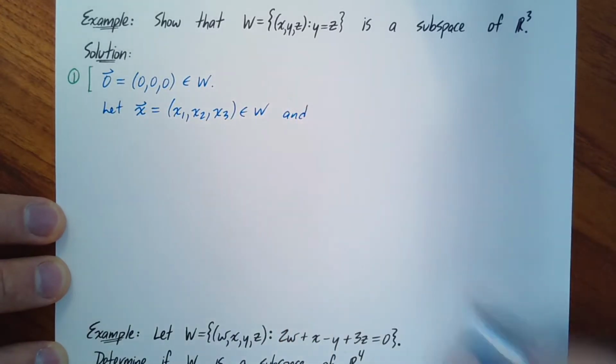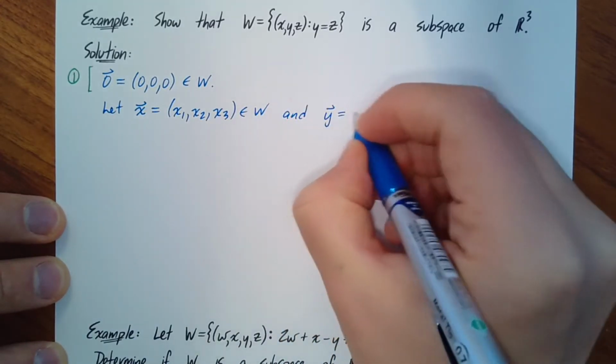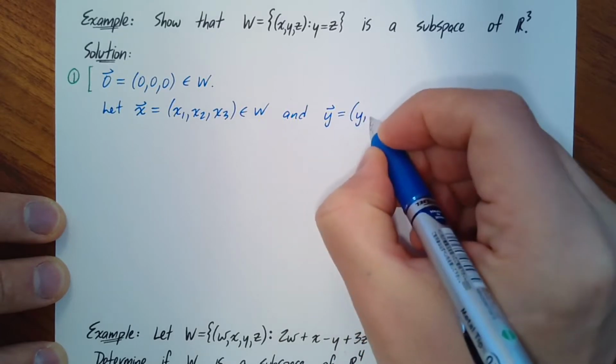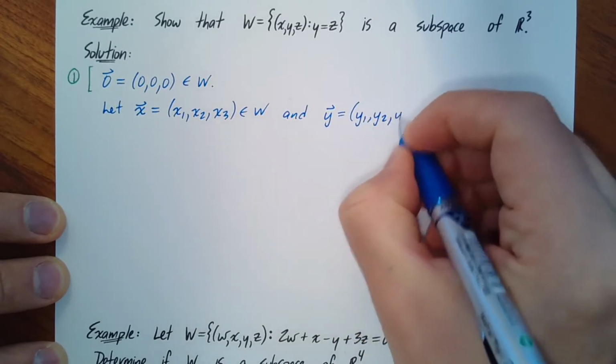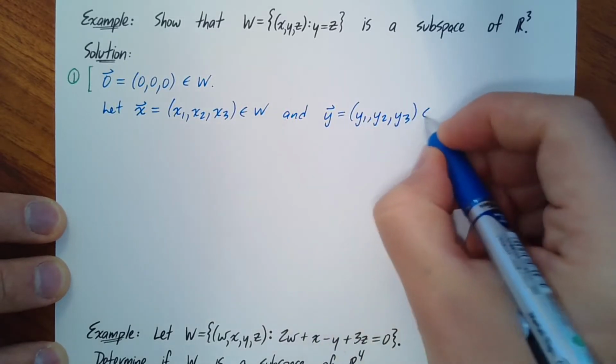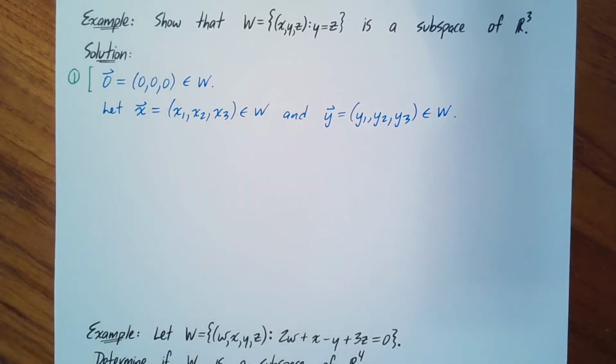And then we also have a vector y in W. So I'm going to write y, and then I'll give it some coordinates. I'll call them y1, y2, and y3, and we'll assume that that's in W. Okay, so really all we've done is we've assumed that we've got 2 vectors, x and y, in W.